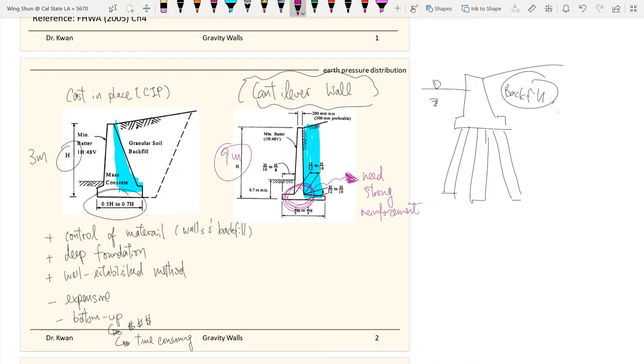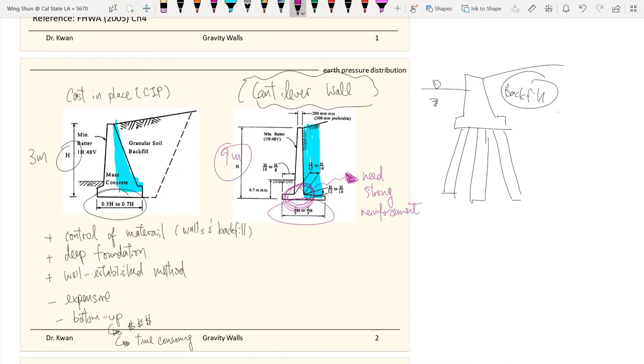Another difference between this cantilever wall versus the cast in place wall we previously talked about is the structural demand. The structural design of those walls will be more demanding, and I make sure the structural engineers do their jobs on proper design of all the steel bars, using the correct size and also resistant capability for those structural components. And like the cast in place gravity wall, the overall dimensions of the cantilever wall highly depend on the height of the retaining wall.